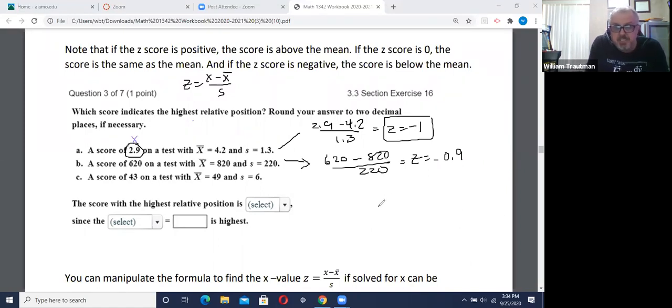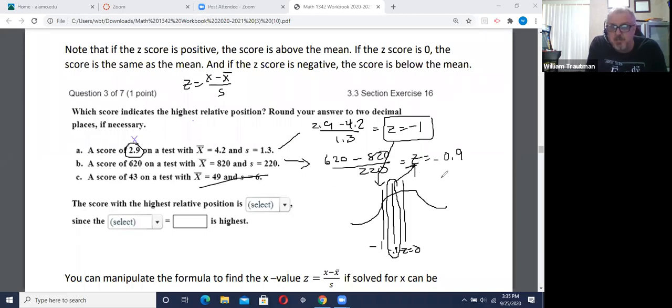So when we look at this on a normal curve, this is z of 0. A -1 would be here, but a -0.9 is here. So which has the highest relative position? The highest relative position is farthest to the right. So that would be the answer. I didn't calculate this one. But if you compare two and they're both negative, the best relative position, the highest, is the one which is furthest to the right.